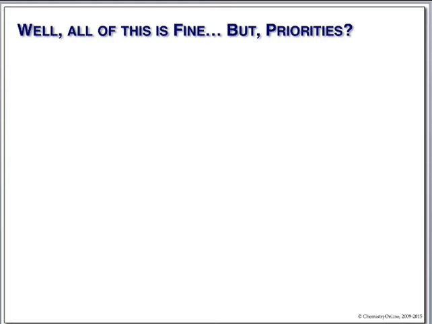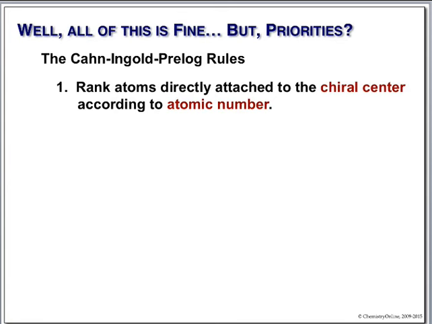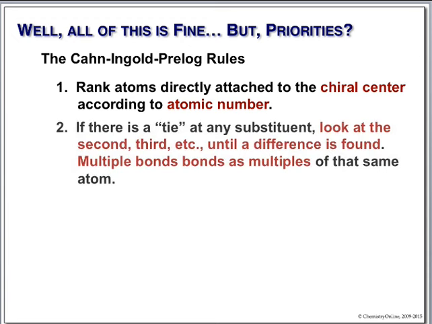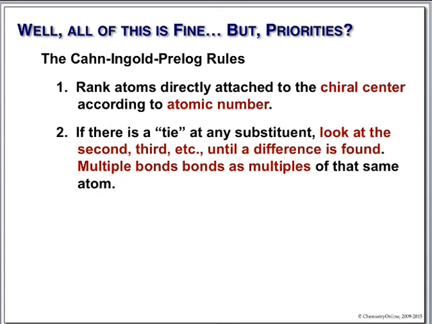Priorities are going to be assigned using the Cahn-Ingold-Prelog rules. These are worth remembering because we're going to use them 2 or 3 times in organic chemistry. Basically, what we're going to do is rank according to atomic number. We look to see what's attached to our chiral center. We look at each of the atoms that's attached, and we say, what are the atomic numbers here? We would then rank our priorities that way. If there's a tie, so let's say there were 2 carbons attached, one on each side, you would just go out to the next one, and the next one, until you find a difference. If we have multiple bonds, that's going to count as multiples, so a double bond counts as 2 carbons.